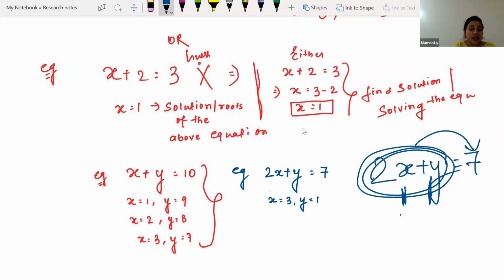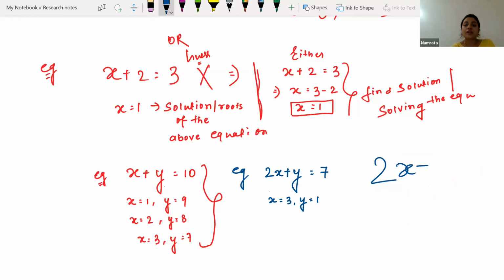So I have taken x as 3 and y as 1, and I know when I do the calculation, I will get 7. That means 3 and 1 is one of the solutions of the given linear equation in two variables. Got it?